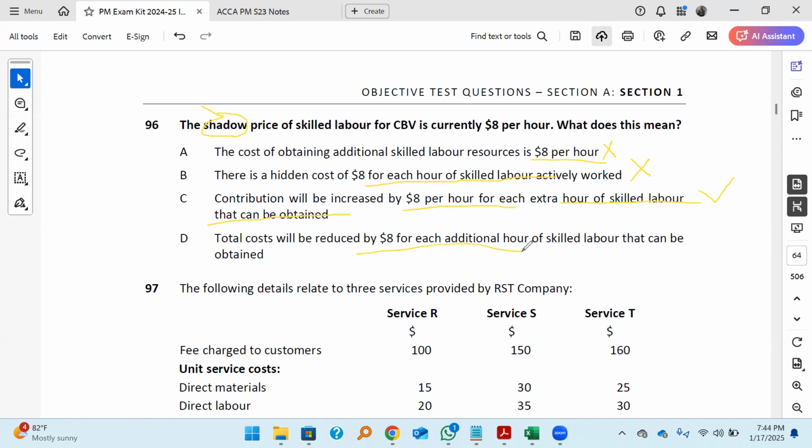And also this is not the correct one. It's not about reducing the cost. So that is shadow price.